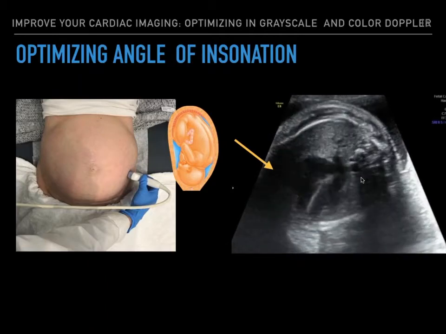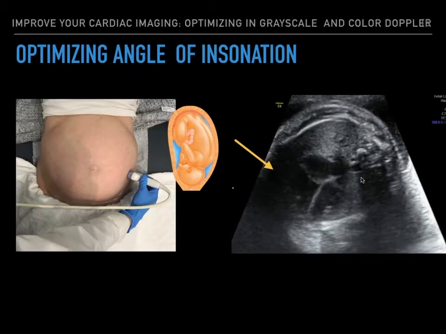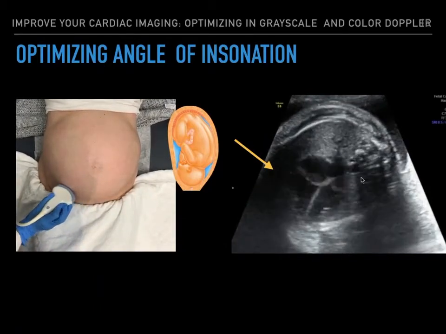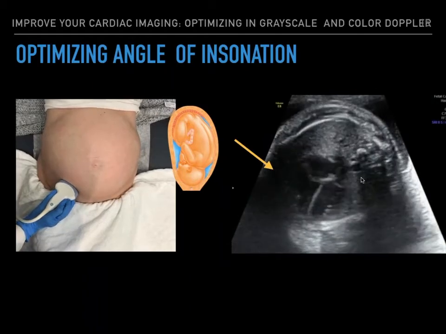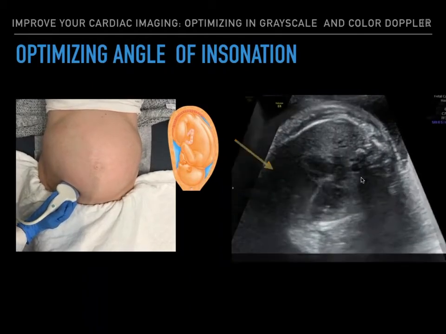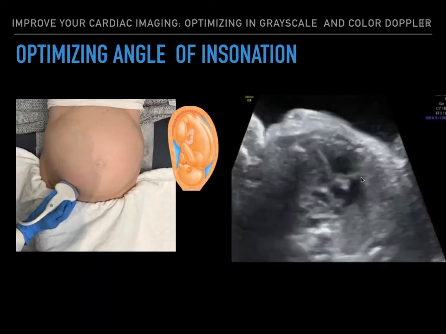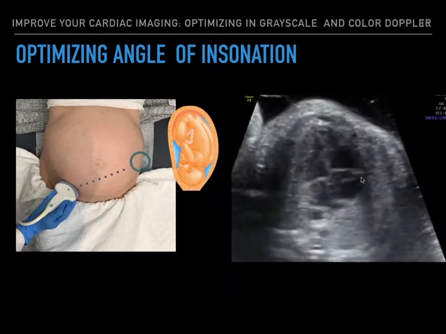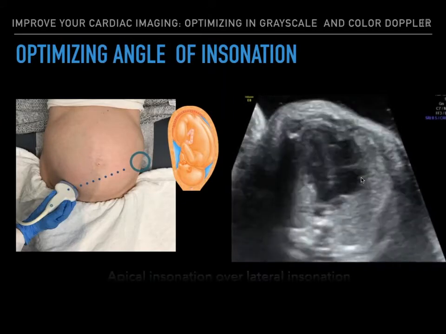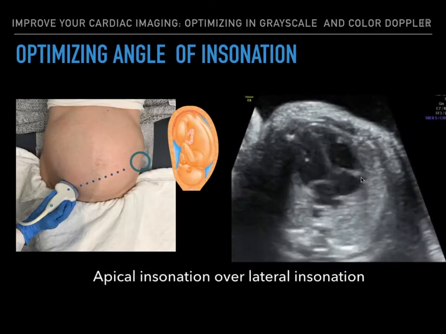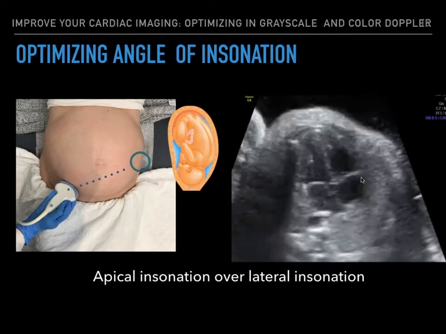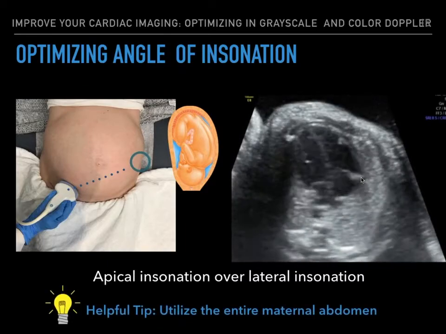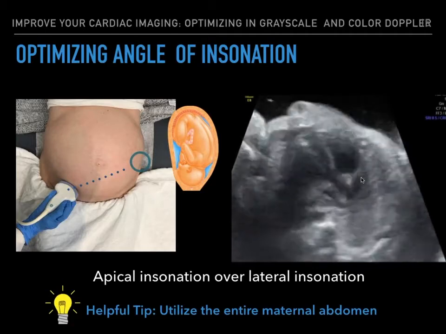A helpful technique is to move your transducer to the opposite side of the uterus to get an apical insonation of the heart. Okay, here we could actually see the heart better, so choosing an apical insonation over a lateral insonation. Again, this just comes down to a helpful tip: you want to utilize the entire maternal abdomen.